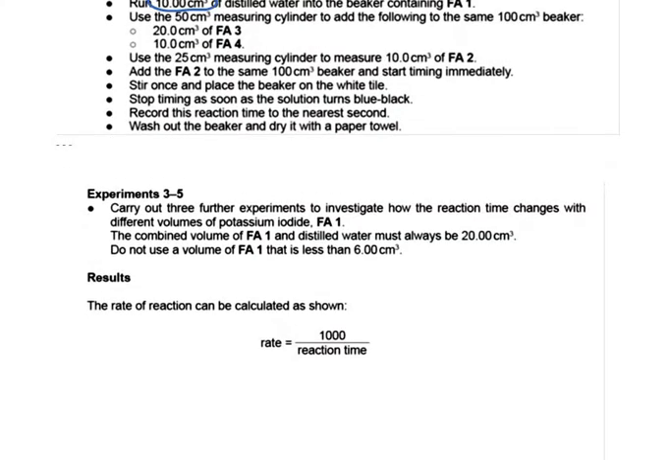Here we are supposed to perform 5 experiments. Experiments 1 and 2 are given. For experiments 3 to 5, we are supposed to choose the concentration. Let's read it: carry out 3 further experiments to investigate how the reaction time changes with the different volumes of potassium iodide Fa1. The combined volume of Fa1 and the distilled water should always remain 20 centimeter cube, and the volume of Fa1 should not be less than 6 centimeter cube.